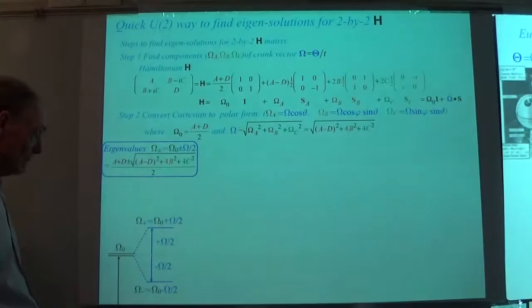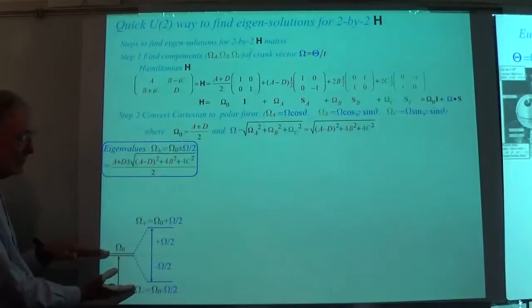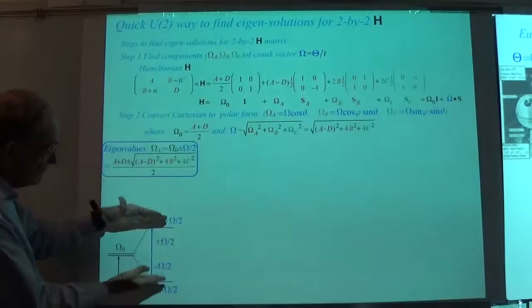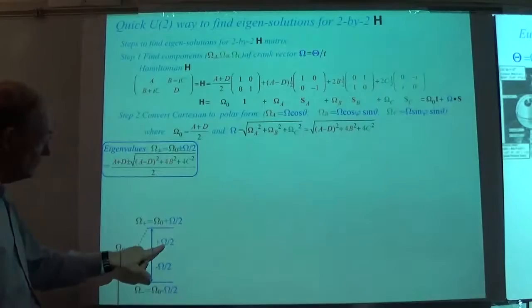And of course, the omega zero right here is something else. You can change your origin for frequency. That's part of gauge transformations of any spectrum of levels. But the difference is what makes something move. So this is the actual beating that you're going to see if you mix these two states. It's going to be at that frequency, twice omega over 2. So that takes care of the eigenvalue discussion.